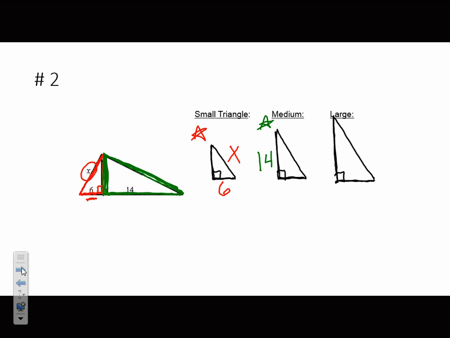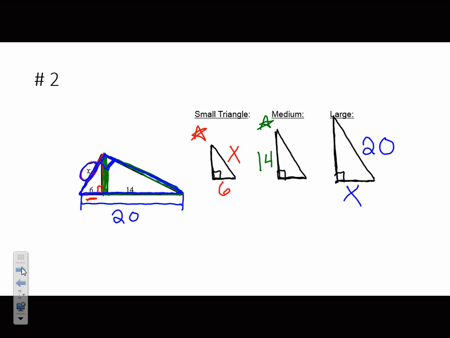Now I'm going to go to my large triangle, which is the whole thing all together. This right here is my large triangle. Put my right angle in there. And now what do I know about this one? I know my small leg is x, so I'm going to put that in there. And I know my hypotenuse. This right here is my hypotenuse. I need to add those together, and so I have 20 for my hypotenuse. So I'm going to put that right over here.